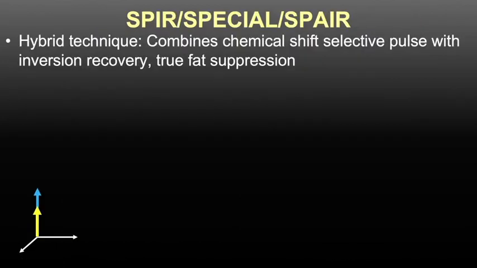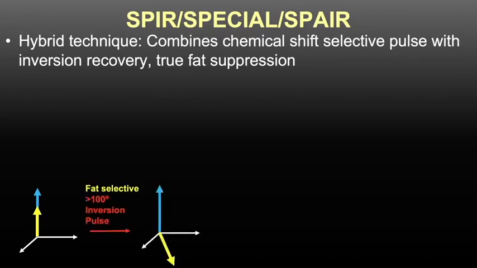Moving on to SPUR or SPAIR, and another name used for it is SPECIAL. So this is a hybrid technique that combines both the chemical shift phenomenon and the inversion recovery technique to try to achieve true fat suppression. So what happens is you apply a fat-selective inversion pulse that's larger than 90 degrees, often it's larger than 100 degrees, and what that does is it selectively knocks the fat protons beyond the XY plane.